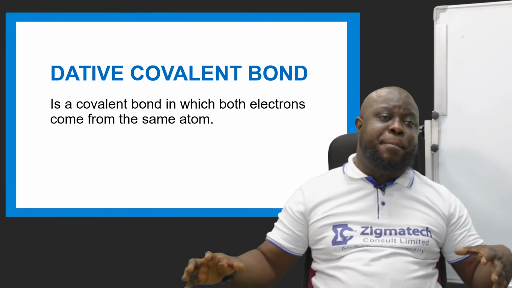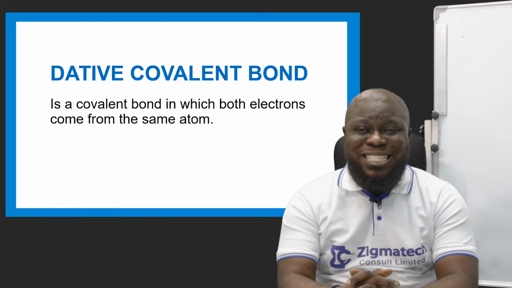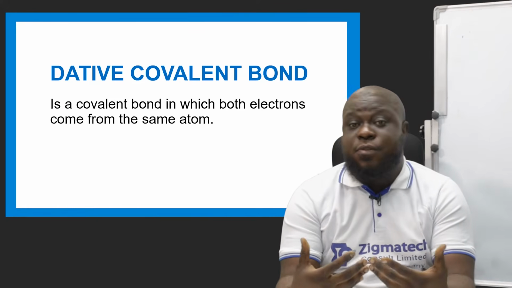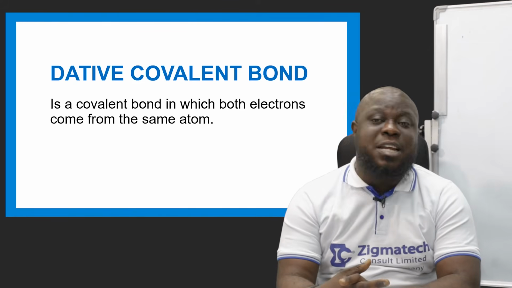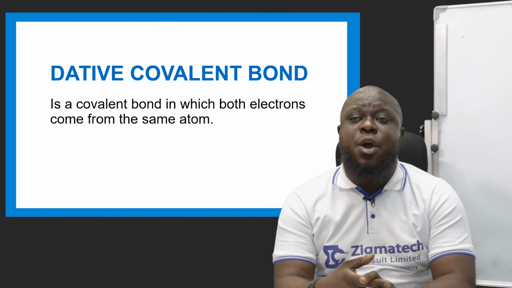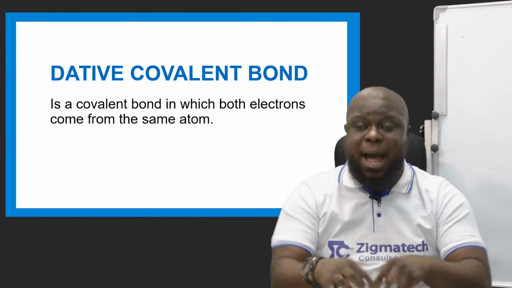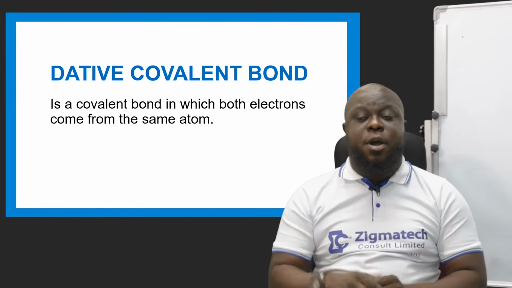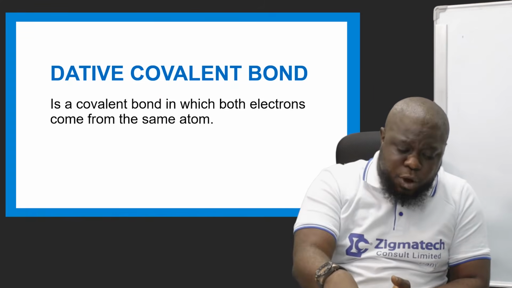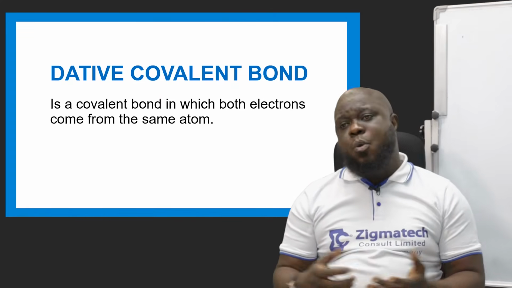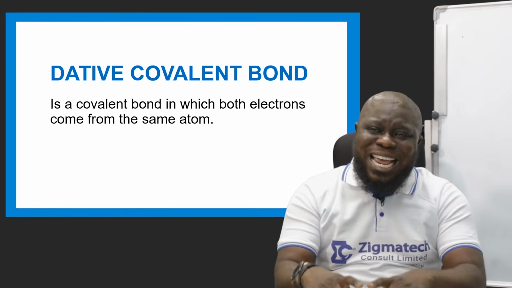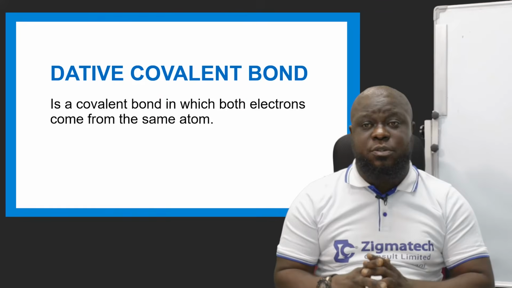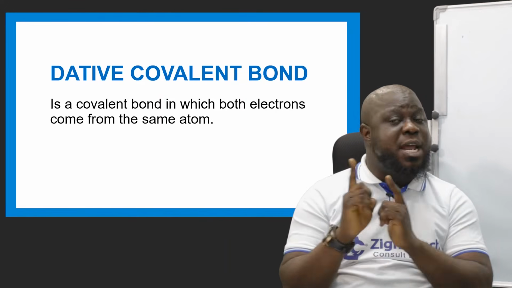Now, the bond that binds them together is called a dative covalent bond. Either I call it a dative bond, dative covalent bond, or coordinate bond. It's a covalent bond in which both electrons come from the same atom. In essence, that bond is neutral, because if both electrons come from the same atom, then that bond will be neutral. Why? Because the atom has the same number of protons and electrons, so it has the same number of positive and negative charges.